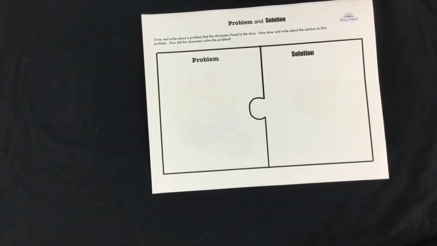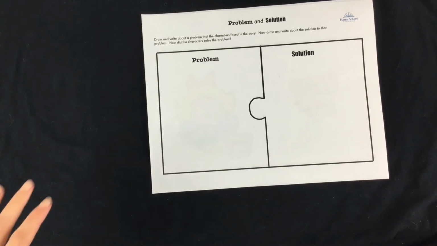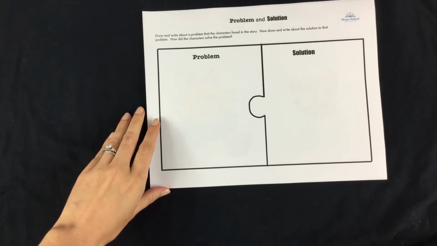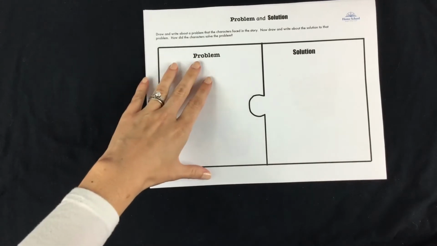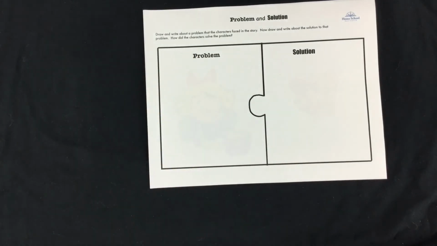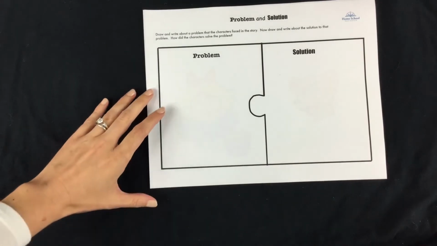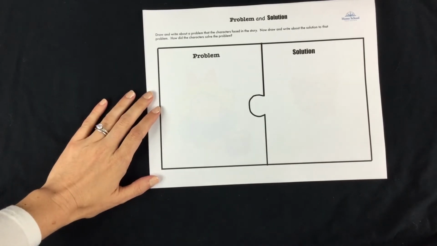Hello and welcome back. So we are going to be talking about finding the problem and the solution in a story. Now, you should be looking at your handout that looks like this that says problem and solution up at the top. Now the problem, we know that every story has a problem in it. There always has to be a problem for the main character to solve.